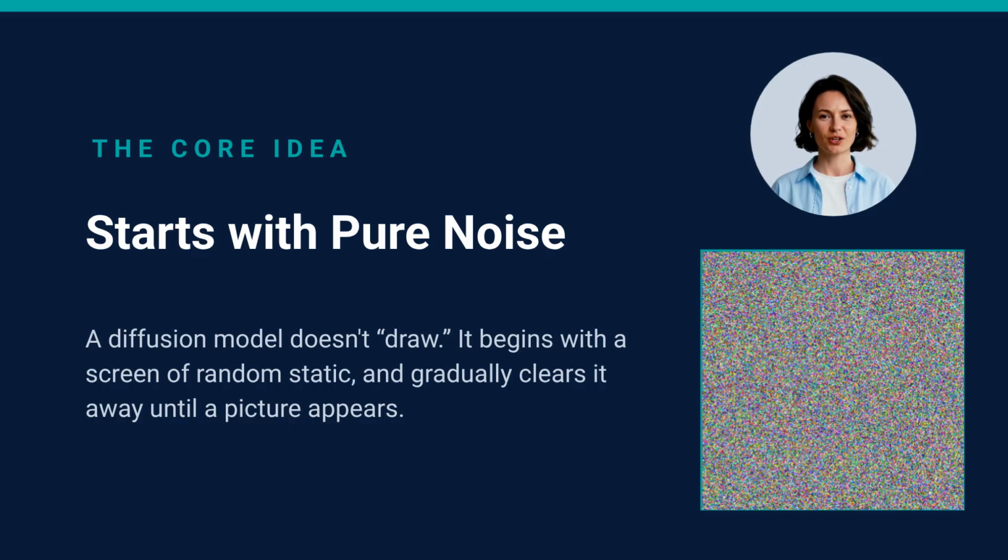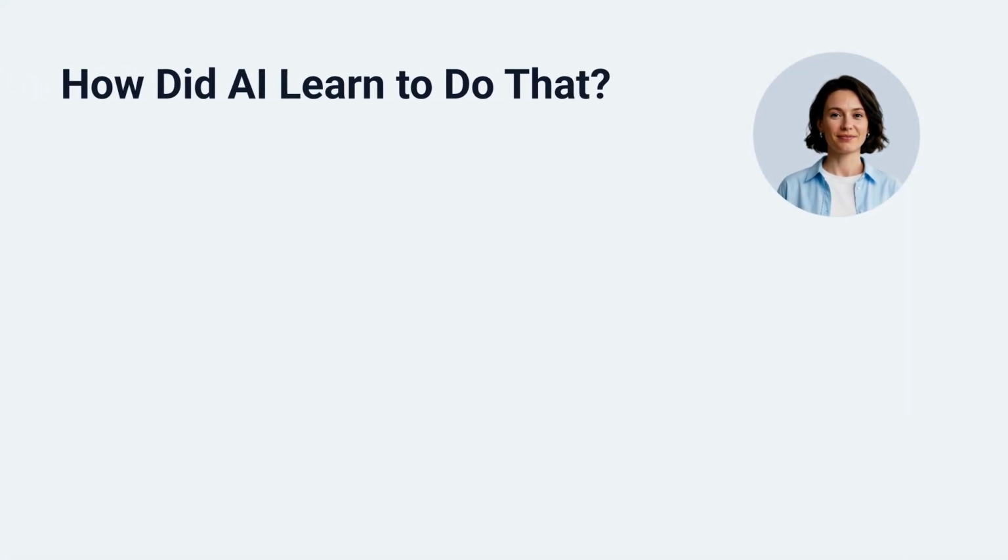So how on earth does it know which static to remove, or how to reshape the noise? It's kind of like an old, untuned TV that shows snow on the screen, but somewhere inside that snow, a picture is waiting to be created. So how did the AI learn to do that? The answer is rather simple. The model learned to do this in reverse during training.